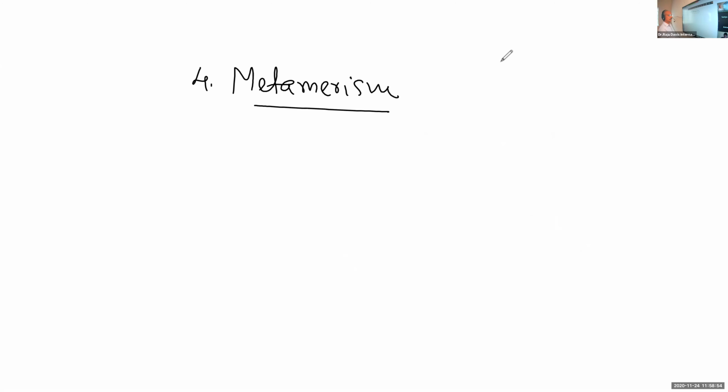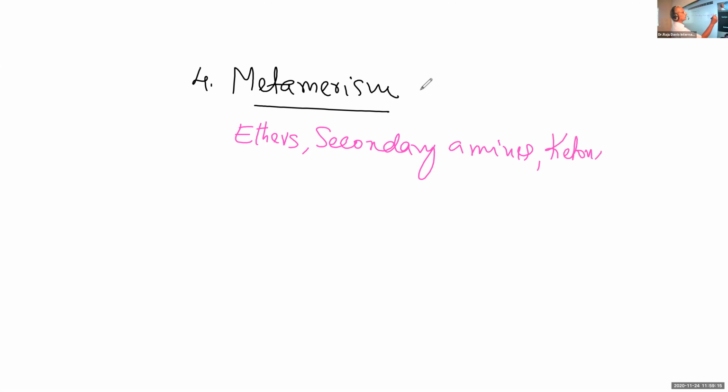Metamerism is seen in compounds like ethers, secondary amines, and ketones. So we can see metamerism in ethers, secondary amines, and ketones. Such isomers are called metamers. So metamerism and the metamers.